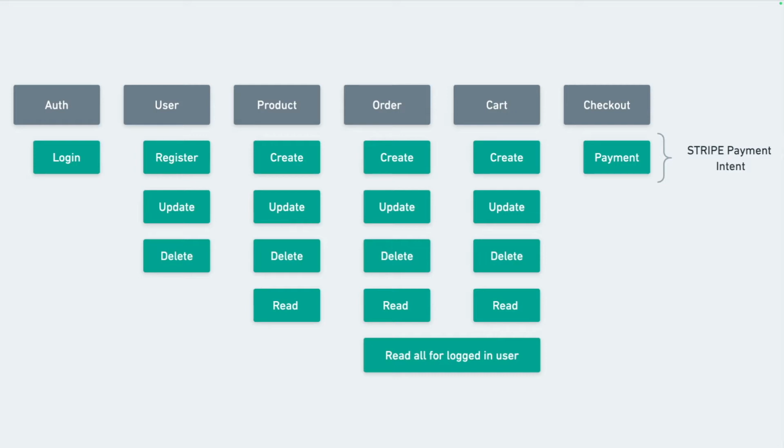Similarly, for the orders, a user can create an order and update an order, but a user cannot delete an order. Only an admin user can delete orders. Then we are also going to have read all orders, where an admin user can read all the orders in the database, but we can also have an API which will read only the orders of a logged in user. Similarly, for cart, we have create, update, delete and read all the cart for the logged in user. Then we are going to have a checkout where we are going to create a payment intent and we are going to integrate with Stripe payment.